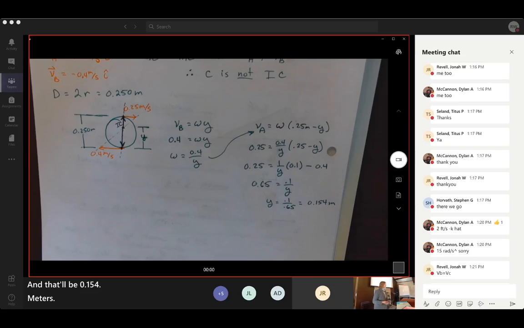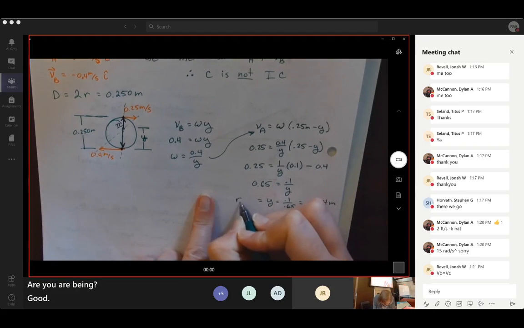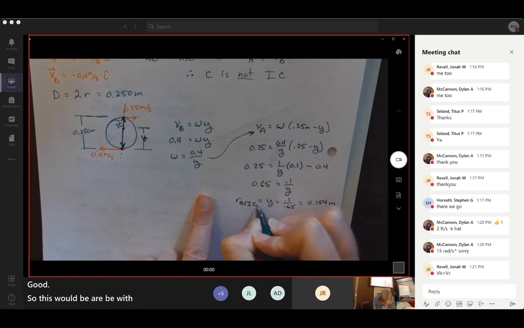Okay, so which radius is this again? We solved it with the VA value, but y is RB. Good. So this would be RB with respect to IC.